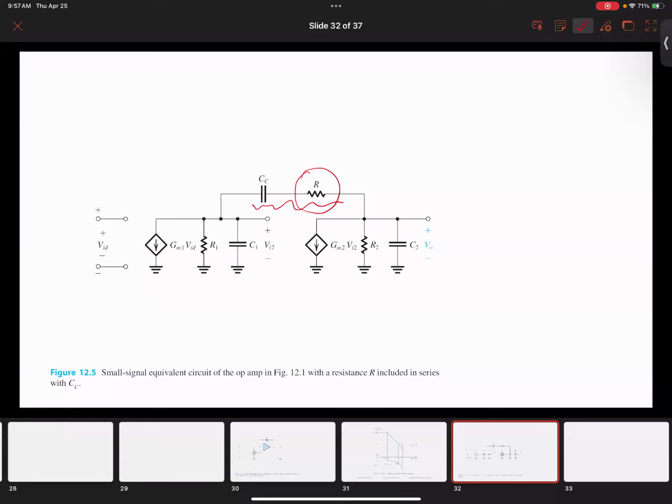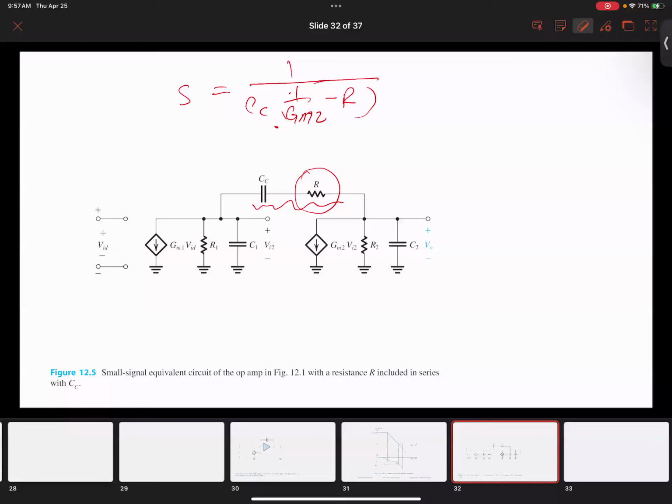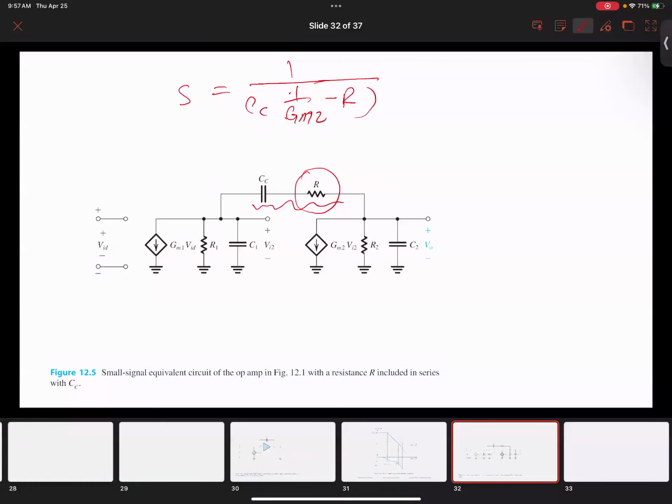And this is an elegant concept because by introducing R, the pole, if you remember the equation that we had for the zero, becomes really just S equal to 1 over CC times 1 over GM2 minus R. We're going to skip all the steps to derive this. Instead, we just simply analyze the result. So it introduces this zero by this little change in the bottom. You see here, we have this R introduced.